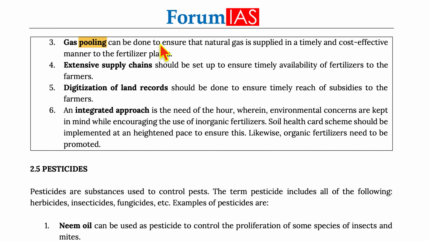Gas pooling can be done to ensure that natural gas is supplied in a timely and cost-effective manner to the fertilizer plants. Extensive supply chain should be set up to ensure timely availability of fertilizers to the farmers. Digitization of land records should be done to ensure timely reach of subsidies to the farmers.